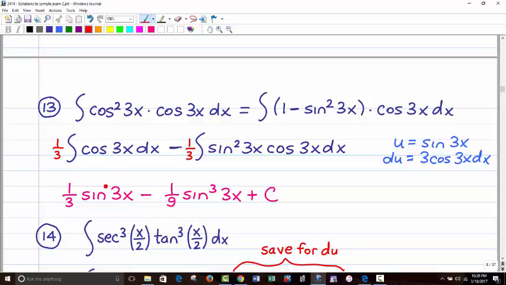But this is correct. It would be 1/3 sine of 3x. This one's going to be basically u squared du with a 1/3 in front. And that makes it, the antiderivative of u squared is 1/3 u cubed. So 1/3, and this one does produce a third here. So it makes it 1/9. And then it's u cubed, so therefore it'll be 1/9 sine cubed. So you have 1/3 sine of 3x minus 1/9 sine cubed 3x plus c.